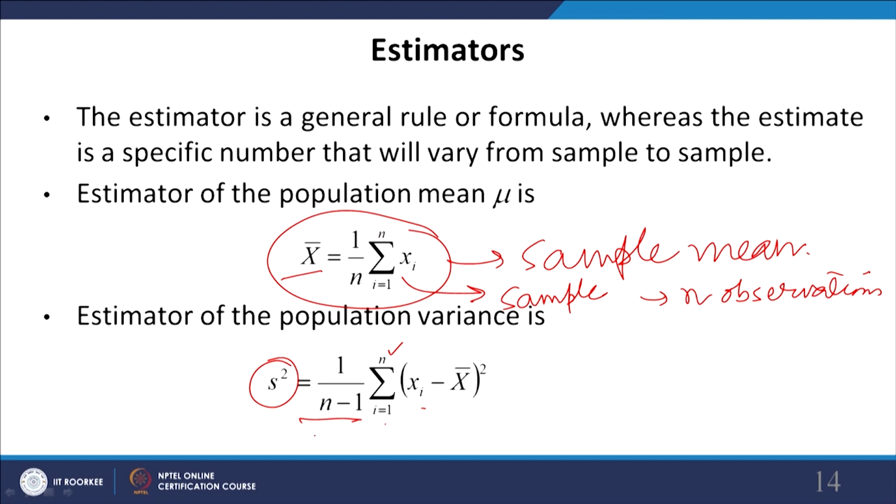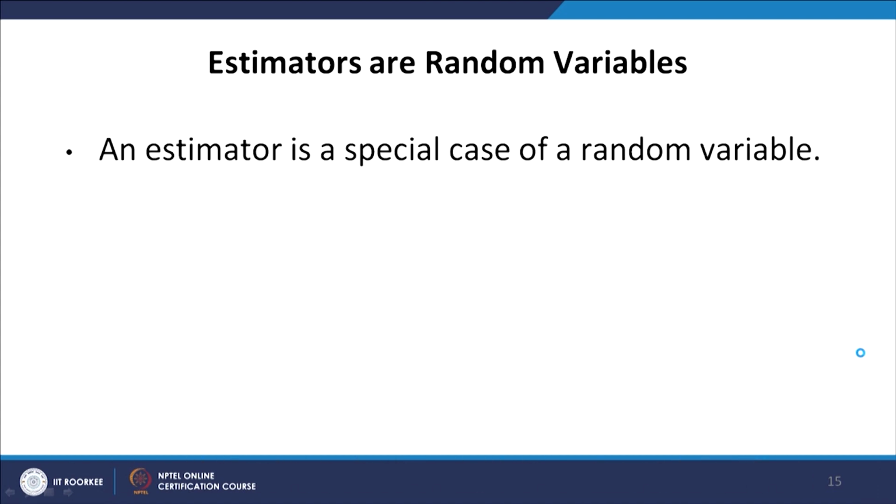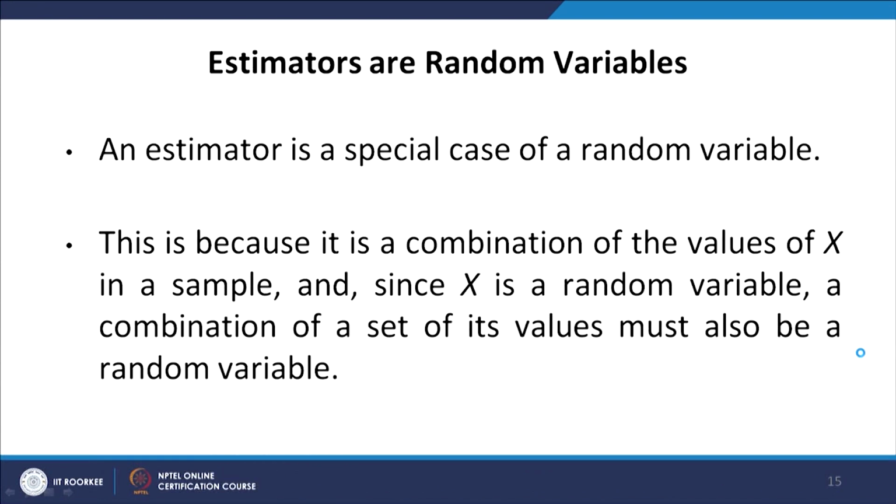For the time being, we just note down this formula that 1 by n minus 1 multiplied by summation i equals 1 to n xi minus x bar whole square is an unbiased estimator of the population variance. So, this is an unbiased estimator. Estimators are random variables. It is a special case of random variables because it is a combination of the values of x in a sample, and since x is a random variable, a combination of a set of its values must also be a random variable.